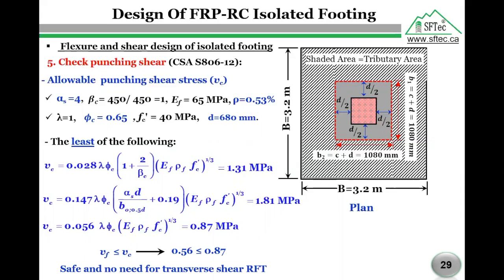The thickness of this kind of footing is commonly governed by the two-way punching shear. But according to the Canadian Code S806, they also recommend checking one-way shear. But for sure, if you have two-way punching shear in a safe mode, you will have one-way shear in a safe mode. It is not critical to check it, as I told you.